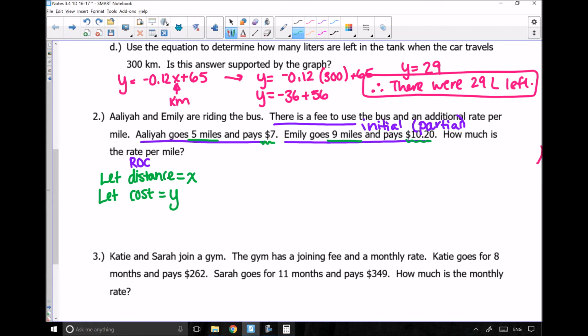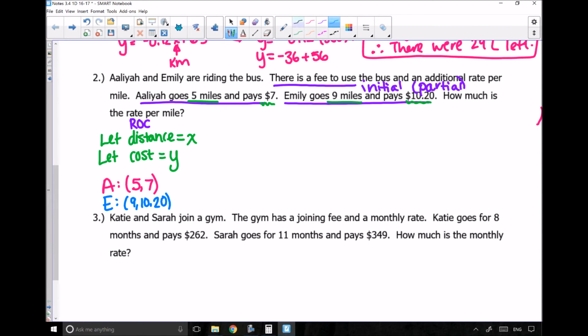So based on that, I can write out Aaliyah's information as a coordinate. First I put the x, then I put the y. So first I put the distance, which is 5, then I put the cost, which is $7. So this is Aaliyah's information. Okay, let's do the same thing for Emily. For Emily, I first put the distance, the x, which is 9. Then I follow it by the cost, which is y, which is $10.20.